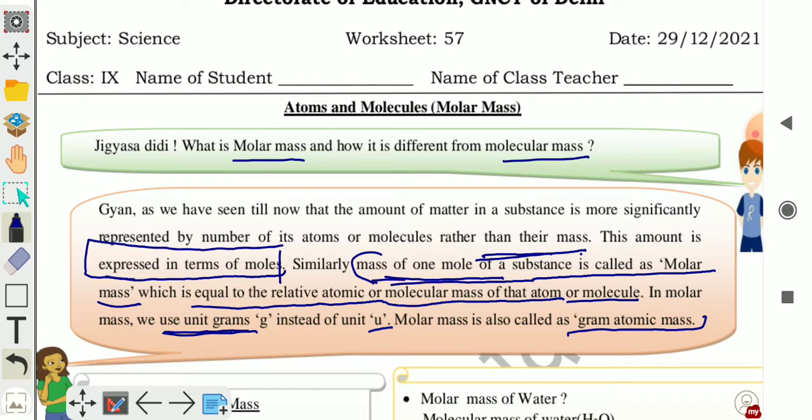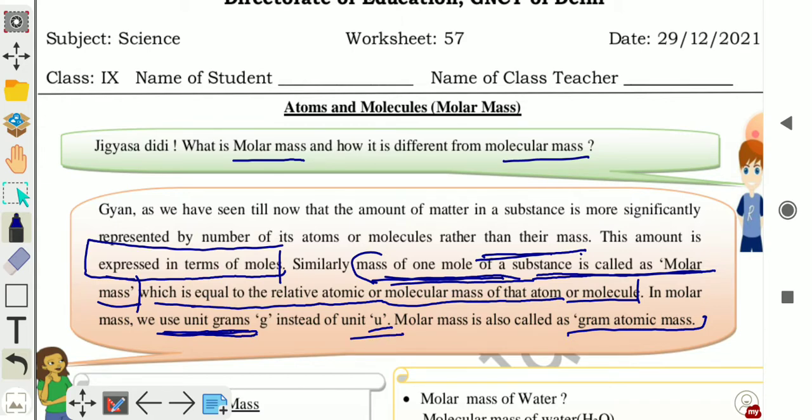Similarly, the mass of 1 mole of a substance is called molar mass. Molar mass क्या होता है बच्चों? The mass of 1 mole of a substance is called molar mass, which is equal to the relative atomic or molecular mass of the atom or molecule. In molar mass, we use the unit gram instead of unit U.